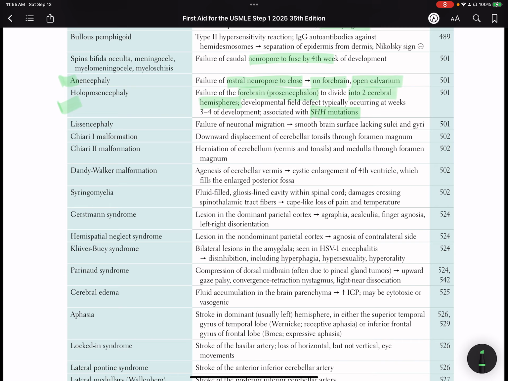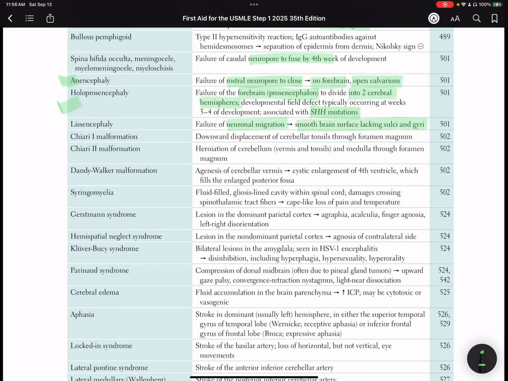Next, what is lissencephaly? Failure of neuronal migration leading to smooth brain surface lacking sulci and gyri. Lissencephaly, failure of neuronal migration leading to smooth brain surface lacking sulci and gyri.